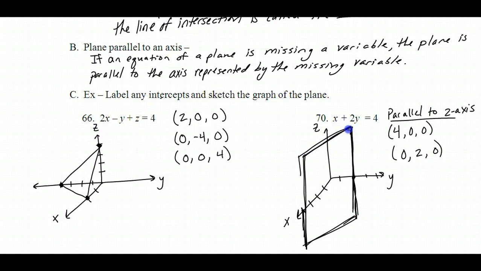So whatever variable is missing, that's nice, because z's up and down. So we know that those lines would be going parallel to that. Those would be straight up and down. So that's pretty easy, sketching planes in space.